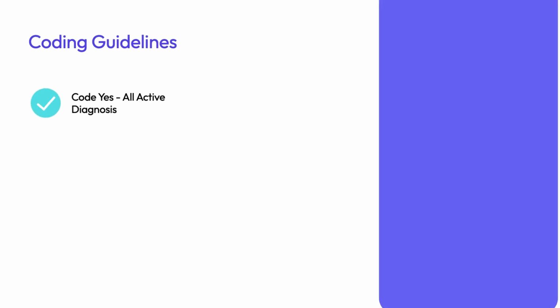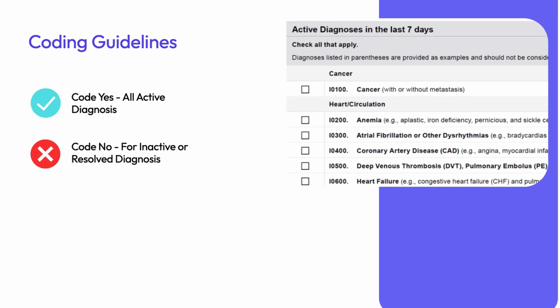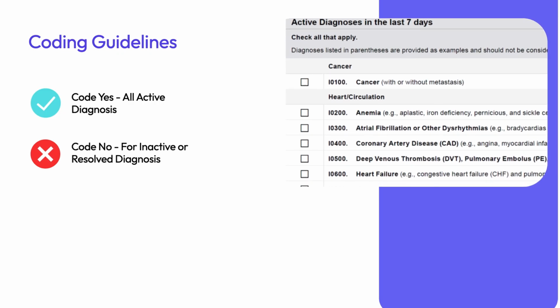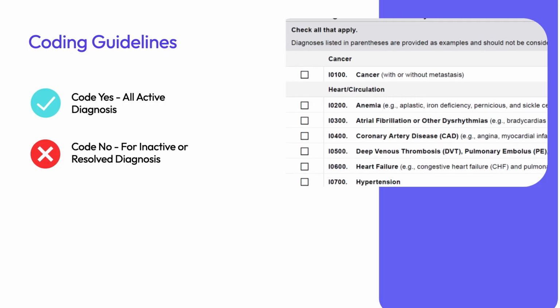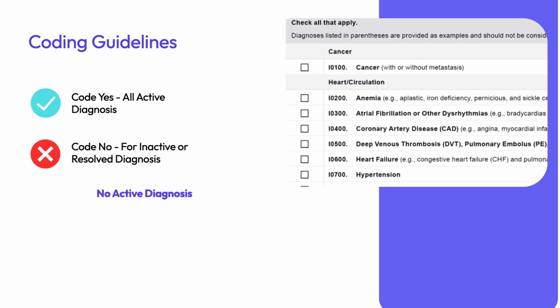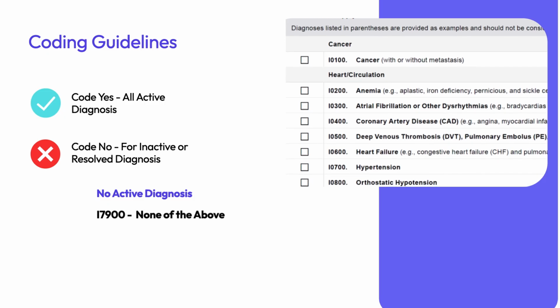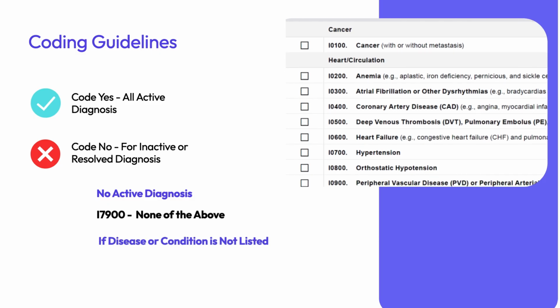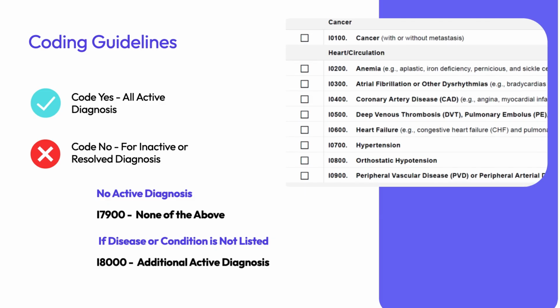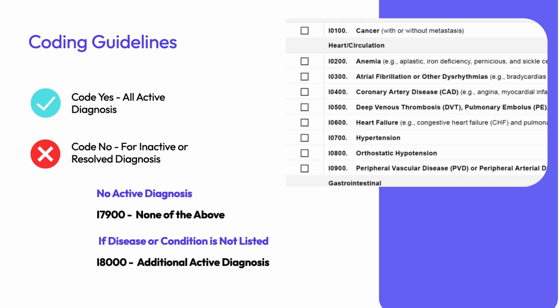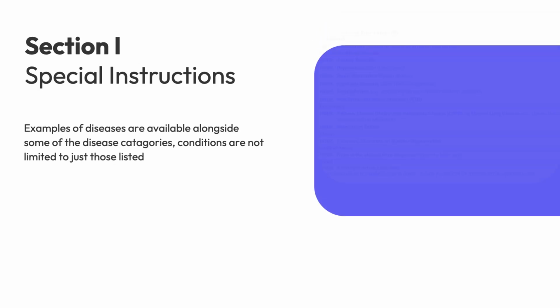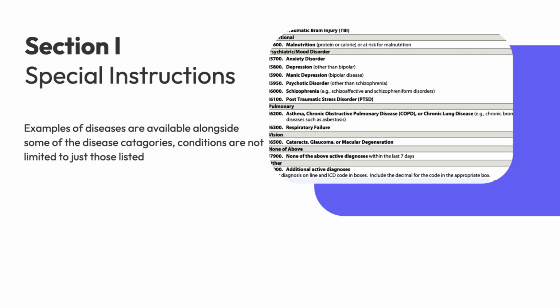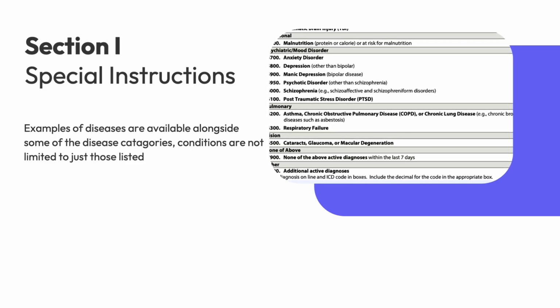Based on our assessment, we may now proceed to code yes for all active diagnosis, or no for inactive or resolved diagnosis, listed for the major disease categories between item I0100 to I6500. If no active diagnosis were noted during the 7-day look-back period, proceed to I7900 and code yes for none of the above. If a disease or condition is not specifically listed, enter the diagnosis and ICD code in item I8000, additional active diagnosis. While examples of diseases might be available alongside some of the disease categories listed throughout this section, it should be noted that conditions are not limited to only those listed in the examples.